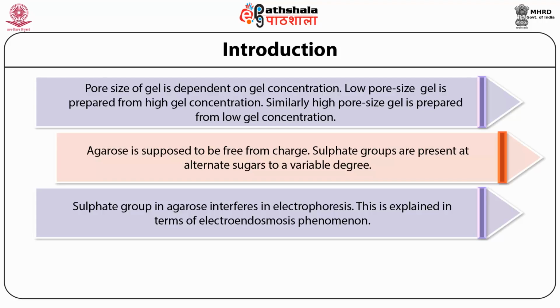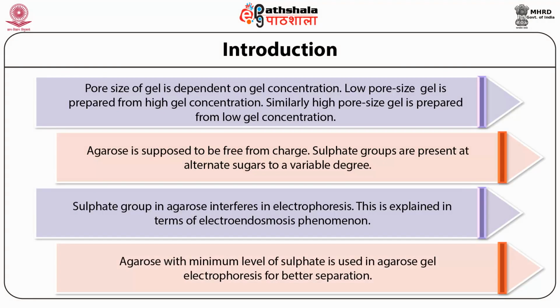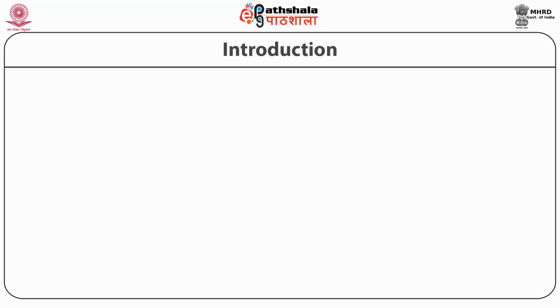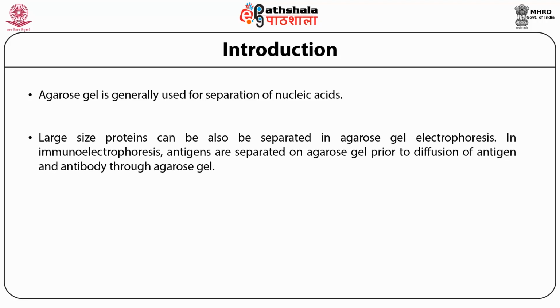The quality of agarose is determined by the level of sulfate. Agarose with minimum level of sulfate is used in agarose gel electrophoresis for better separation. Agarose gel is used for separation of nucleic acids and proteins in electrophoresis. Only large size proteins can be separated in agarose gel electrophoresis.